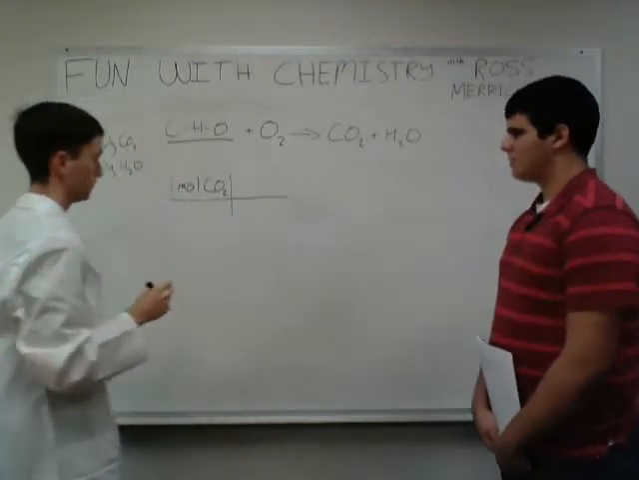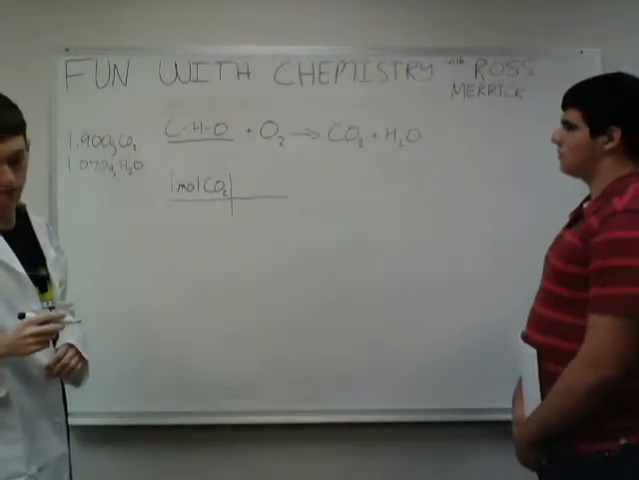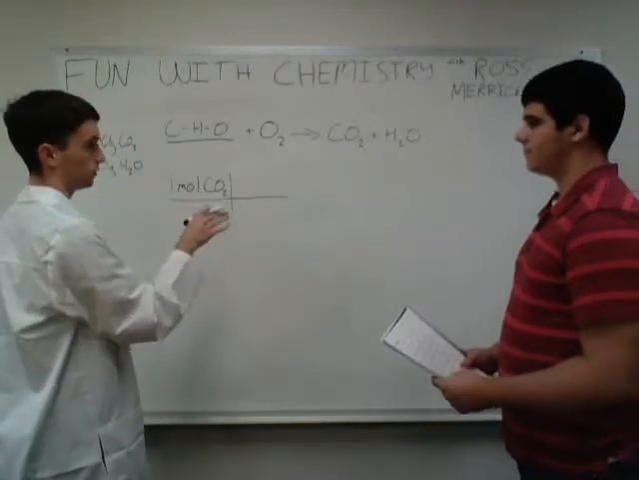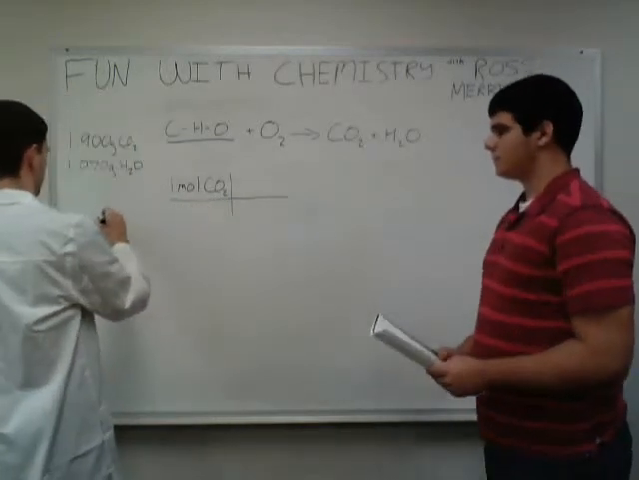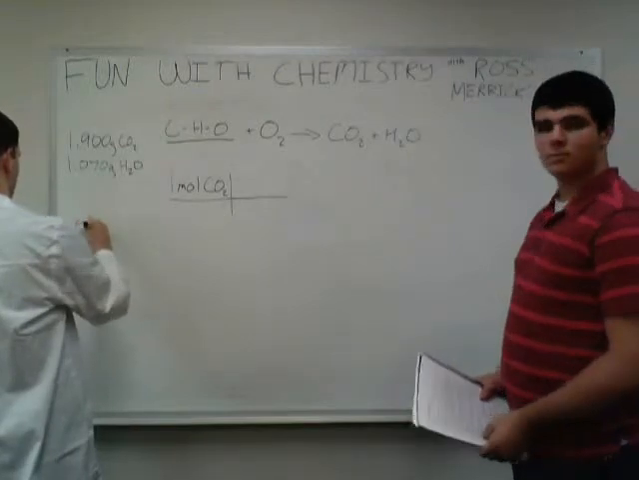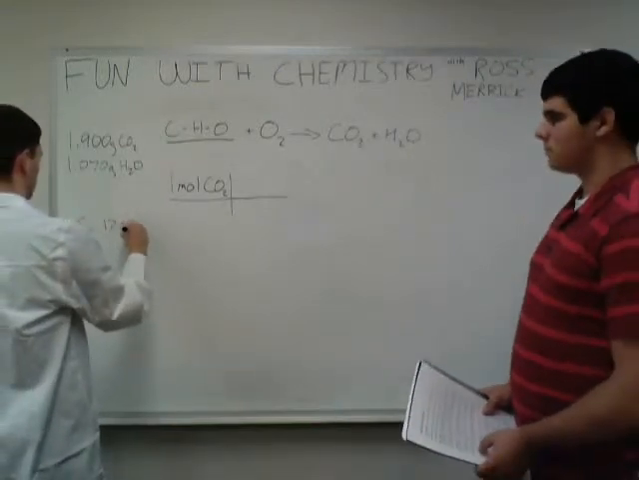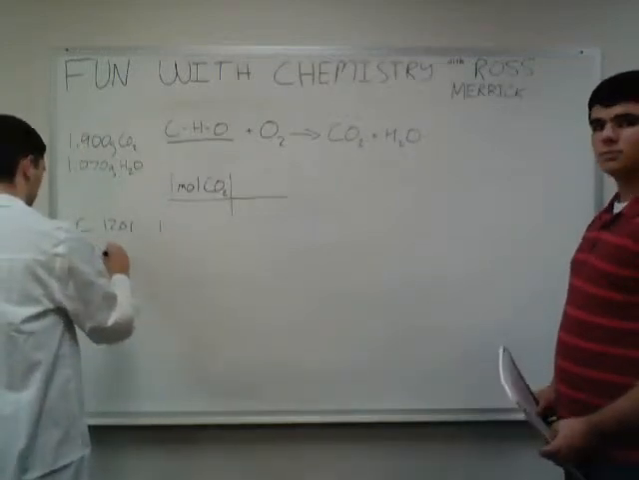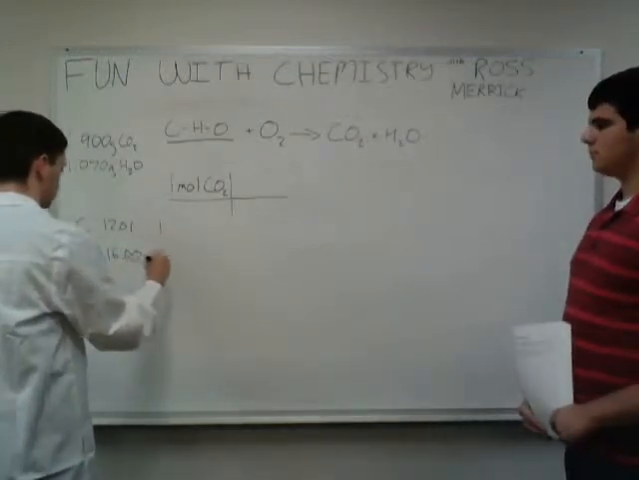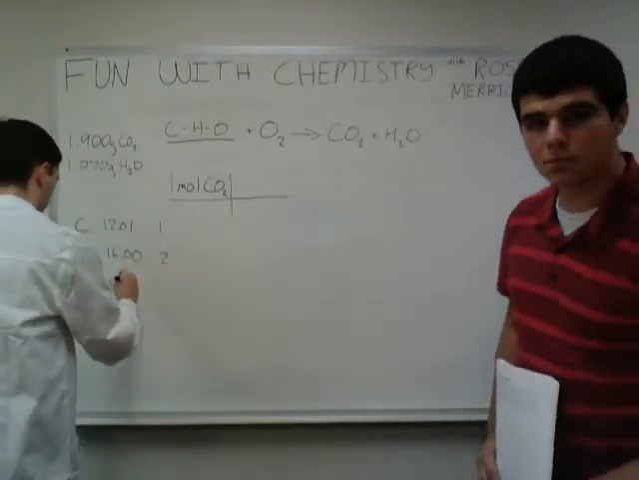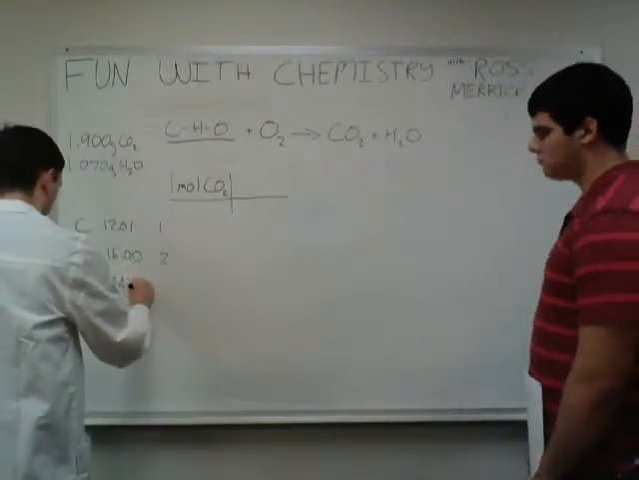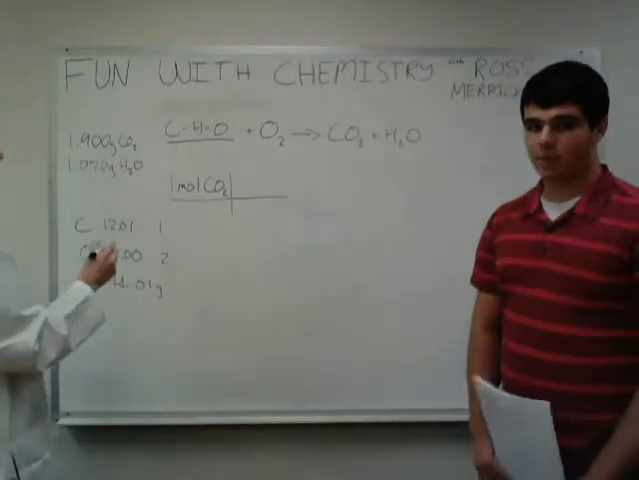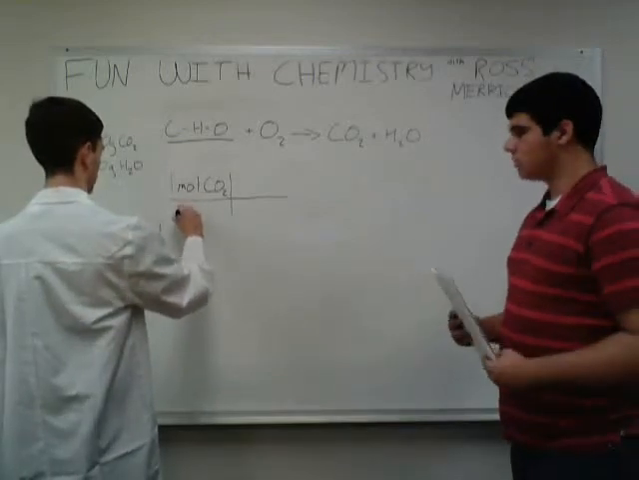Using our fence post method, we also need to know how many grams are in 1 mole of carbon dioxide. Carbon is 12.01 AMU, and we only have 1. Oxygen is 16.00 AMU, and we have 2 of them, which gives us a total of 44.01 grams of carbon dioxide.